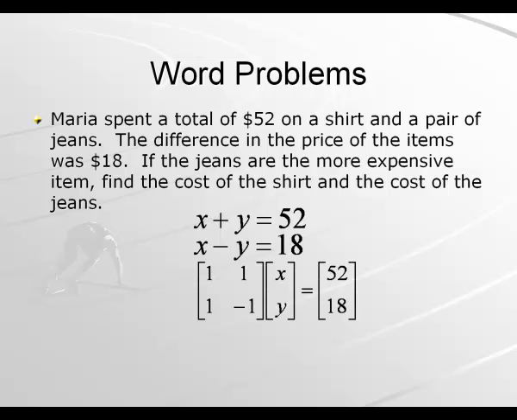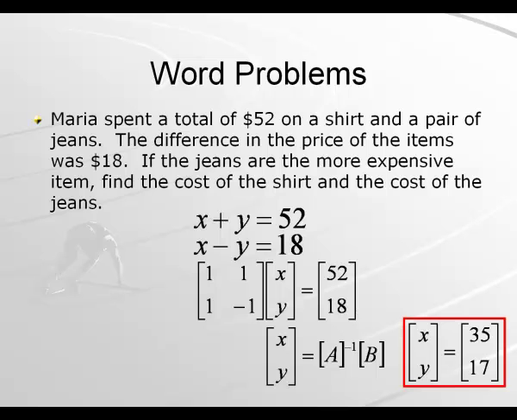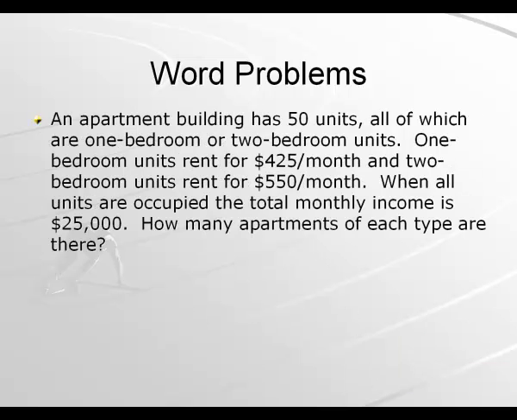Matrix A is going to be 1, 1, 1, negative 1. And matrix B is going to be 52 and 18. Don't forget to solve for x and y. You always use A inverse times B. Pause the video until you're ready to check your answer. You get 35 and 17 for this problem.